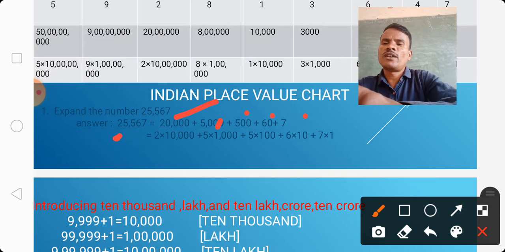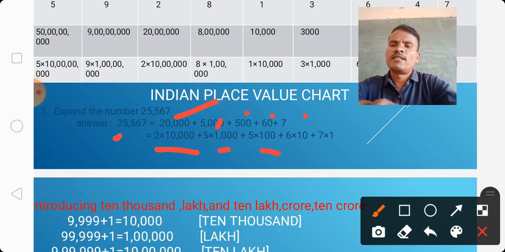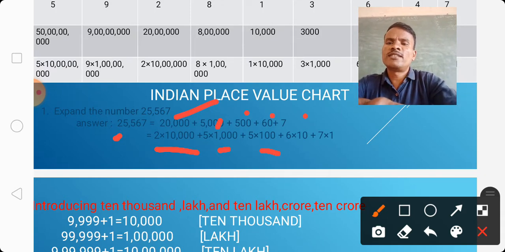So we have to expand this again. 20,000 means 2 into 10,000. Okay, then 5,000 means 5 into 1,000. Then 500 means 5 into 100. Then 6 is in the tens place, so it is 6 into 10. 7 into 1. Like this we can expand the number.